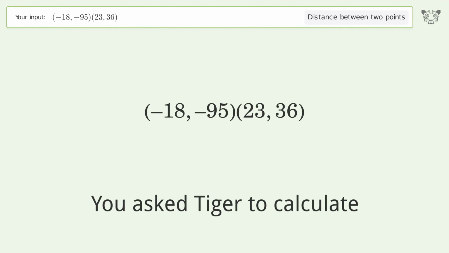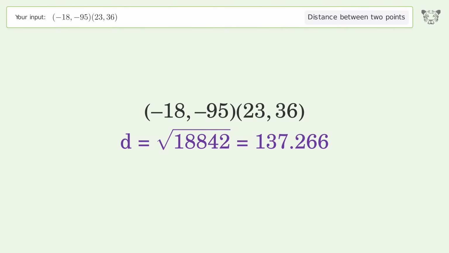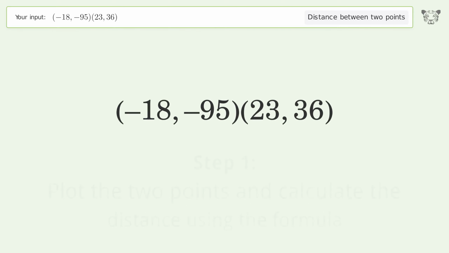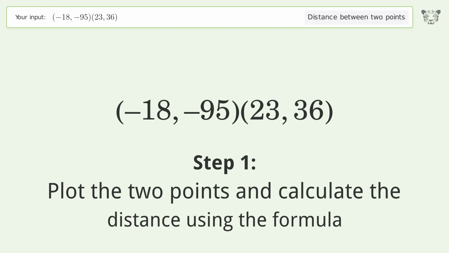You ask Tiger to calculate. This deals with the distance between 2 points. The distance between the 2 points is the square root of 18,842, or 137.266. Let's solve it step by step. Plot the 2 points and calculate the distance using the formula.